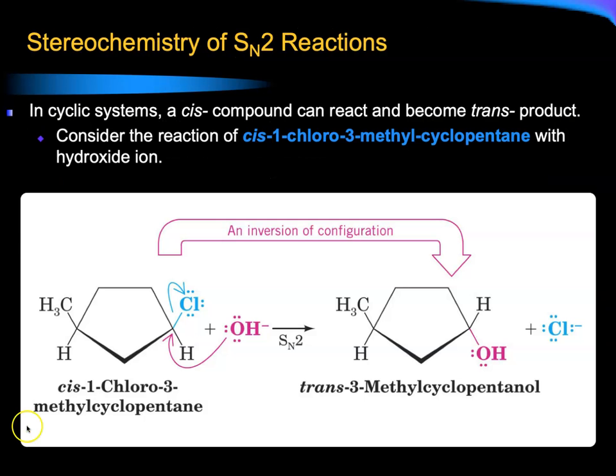So now let's take a look at the inversion of stereochemistry that takes place when you have a ring. So in this case, we have cis-1-chloro-3-methylcyclopentane, this structure here, and a hydroxide ion is coming in, doing a backside attack so that the chlorine leaves. When this happens, this hydrogen just gets shifted up, and so now you can see the hydrogen pointed up, whereas the OH is now pointed down. And so whereas we had the methyl and the chloro on the same side of the ring, we see that it's now on opposite sides of the ring.